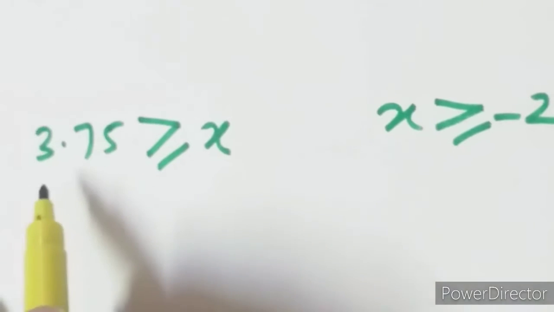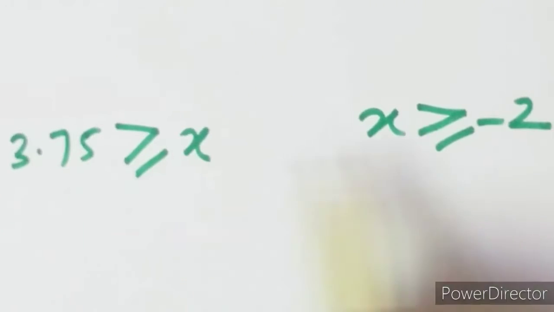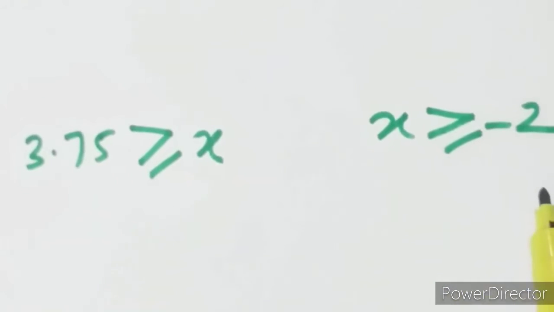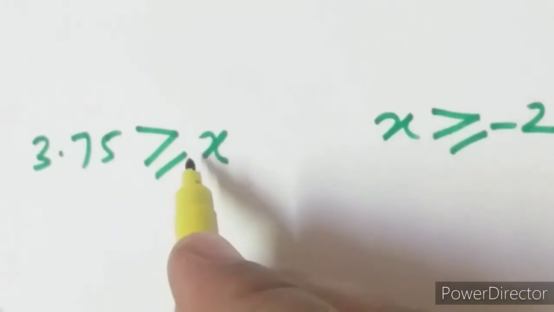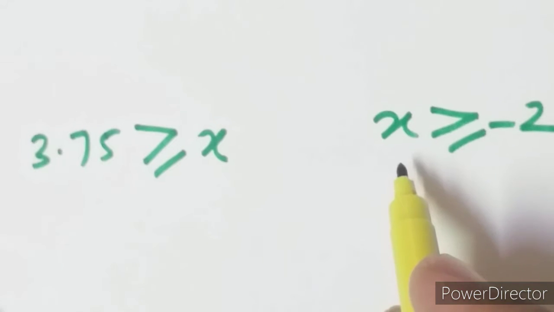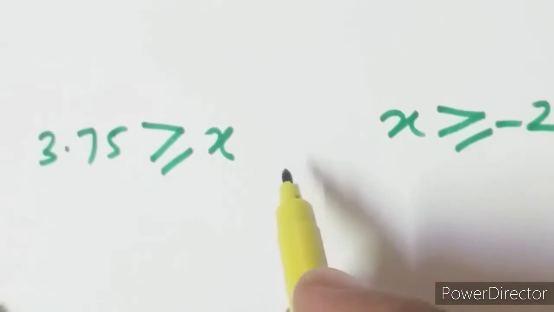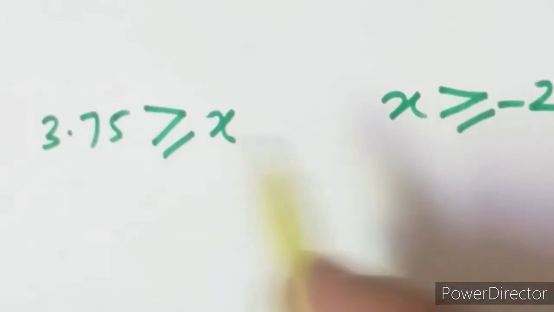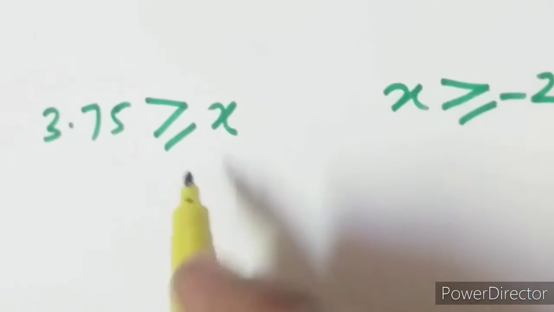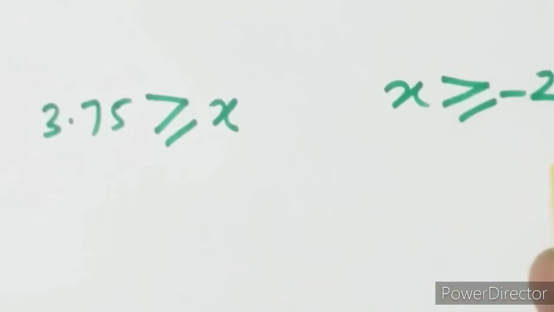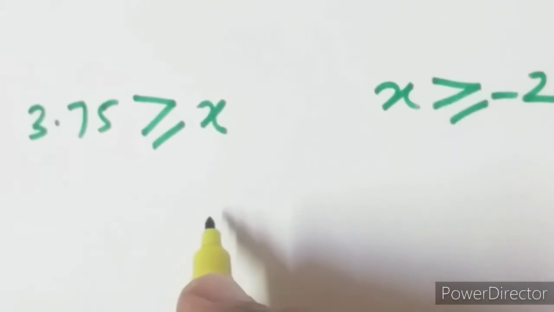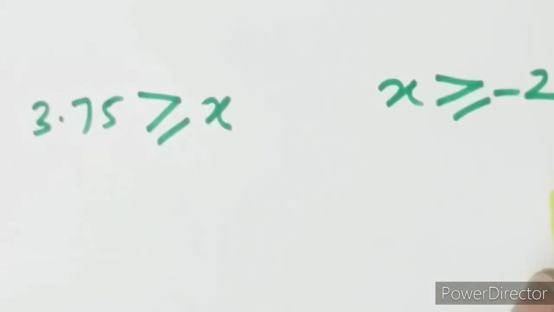Now let us combine these two answers. We have written them again, and let us combine these two first. See, we have to find here the range of the values of our variable x. Range means we should have one lower limit and one upper limit. Now see these answers. x is greater than or equal to minus 2, which means this is the lower limit. x is greater than or equal to minus 2.